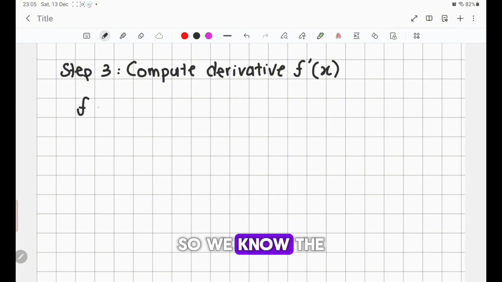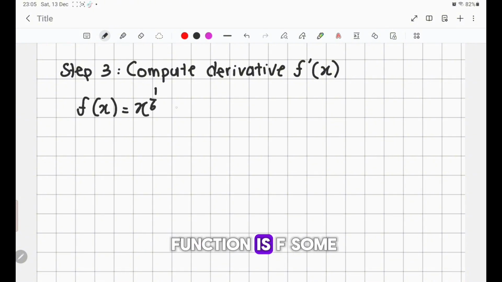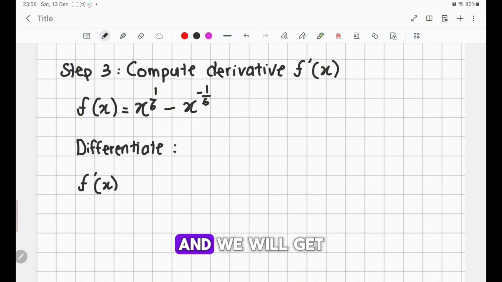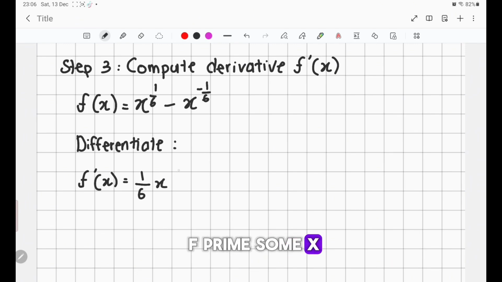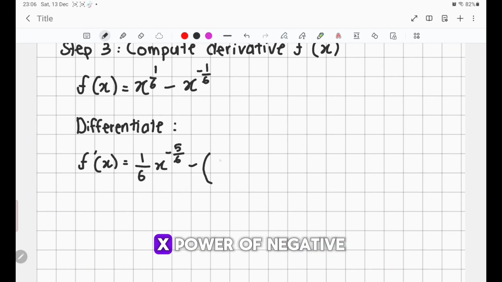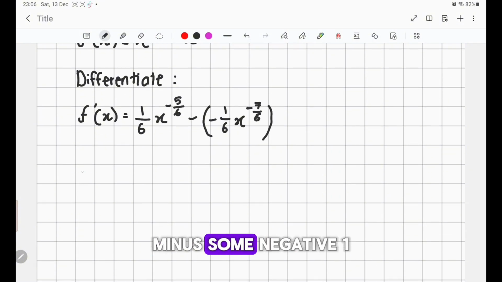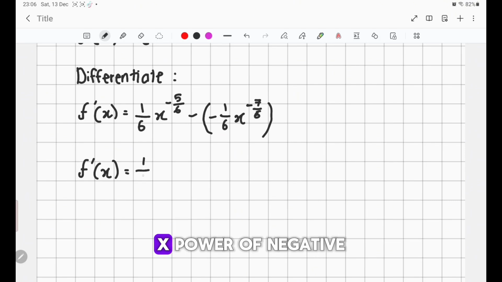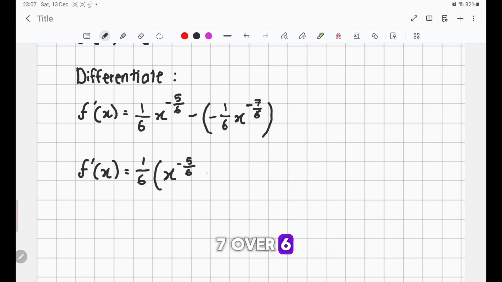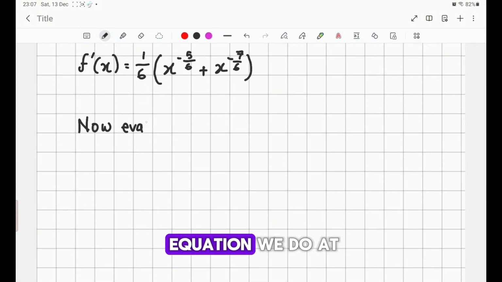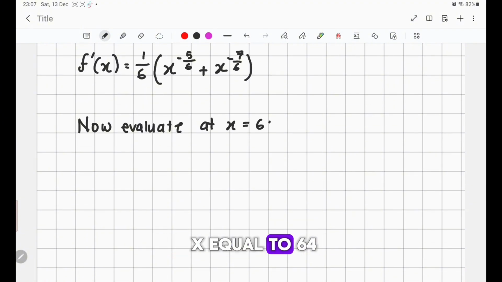So we know the function is f of x equal to x to the 1 over 6 minus x to the negative 1 over 6 from step 1. And then we differentiate it and we will get f prime of x equal to 1 over 6 x to the power of negative 5 over 6 minus negative 1 over 6 x to the power of negative 7 over 6. Then we simplify it. Now we evaluate the equation at x equal to 64.